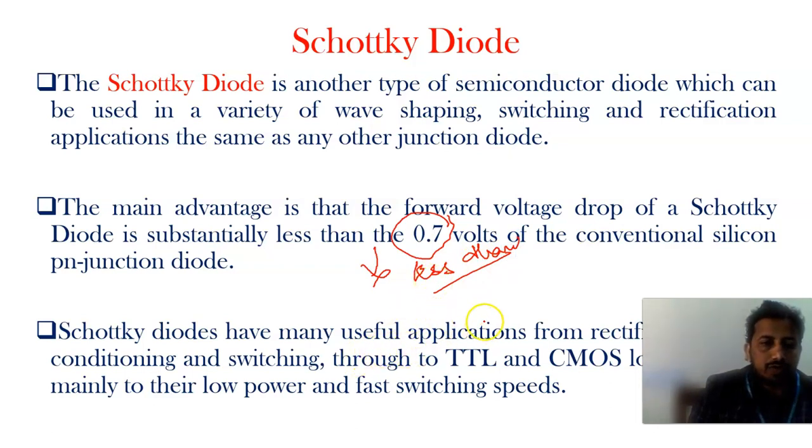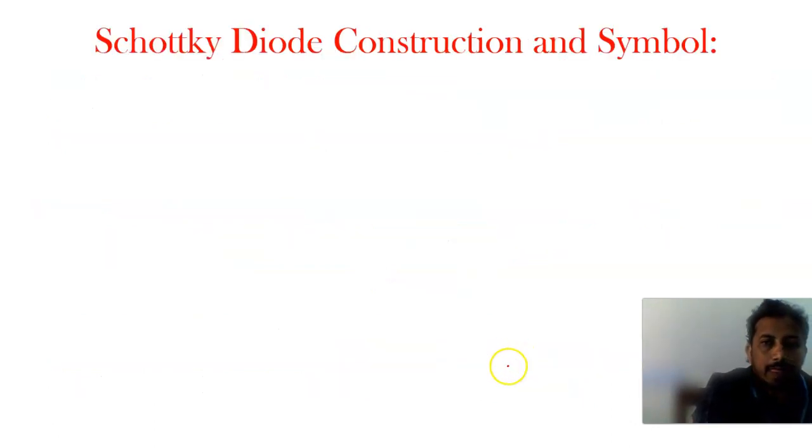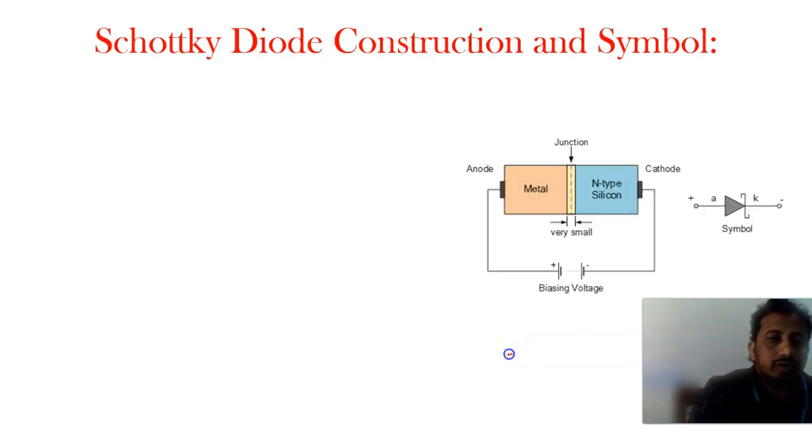This has useful applications in rectification, signal conditioning, and switching, through to TTL and CMOS logic gates, using low power and fast switching speeds. So when you go for TTL gates and CMOS gates, the Schottky diode is very useful. We'll be discussing the TTL configuration using Schottky diodes. So what is the Schottky diode construction and how would the symbol be represented?